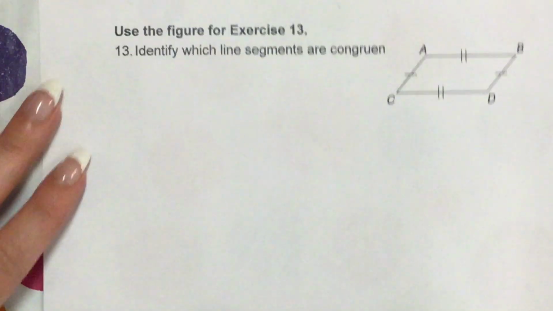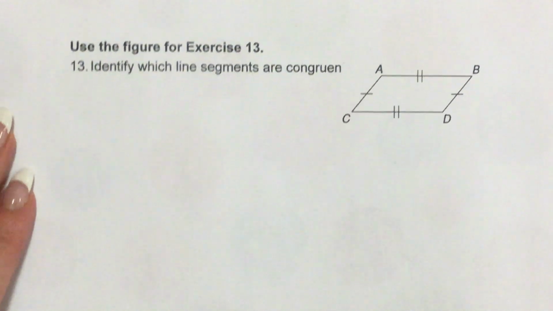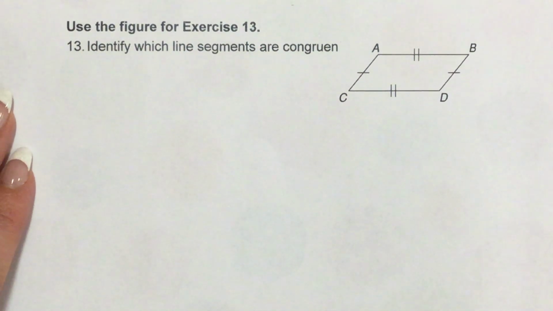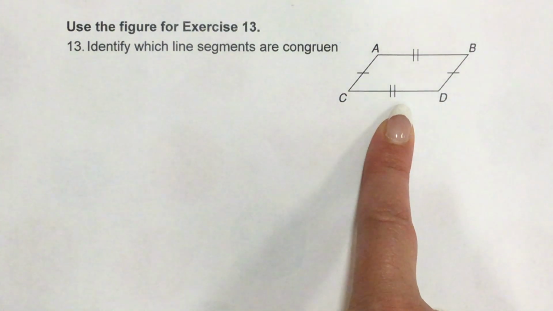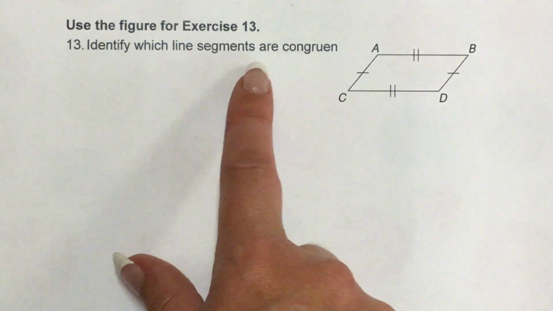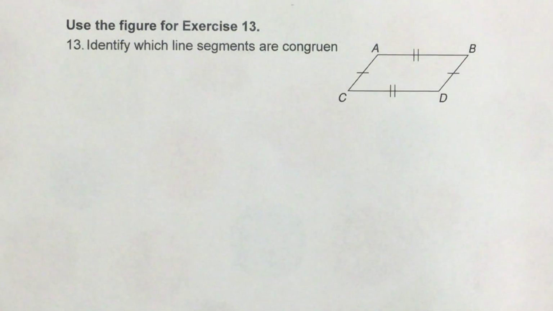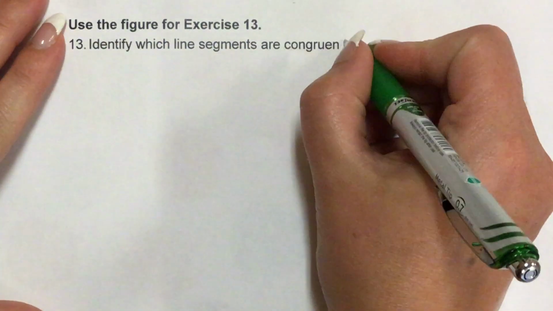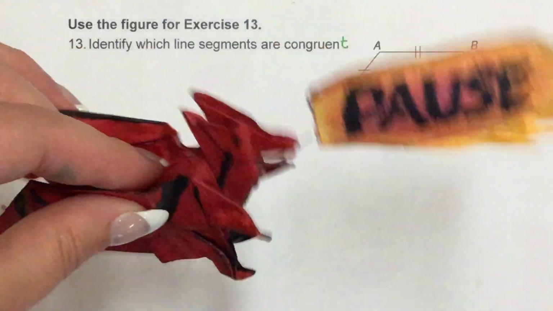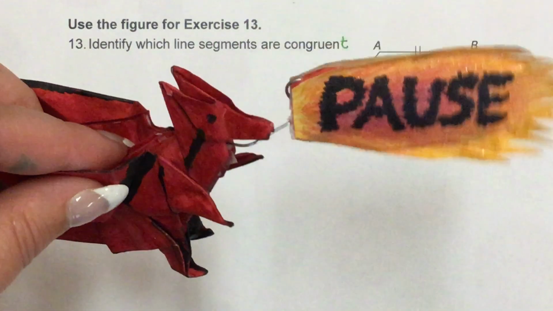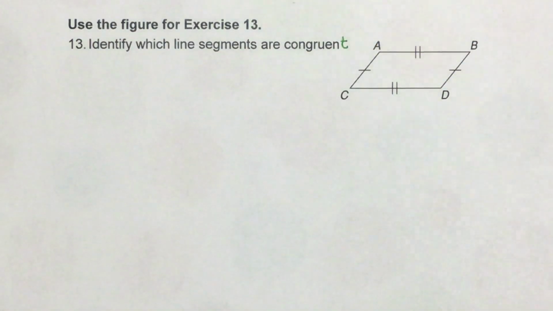Okay, we're going to turn the page on to problem 13. It says, use the figure for exercise 13. Okay, thank you, we will. This is the figure. So what we need to do is identify which line segments are congruent. That is missing the letter T. Let's add it. Okay, identify which line segments are congruent. So go ahead and pause, figure that out, and then when you get done, press play.